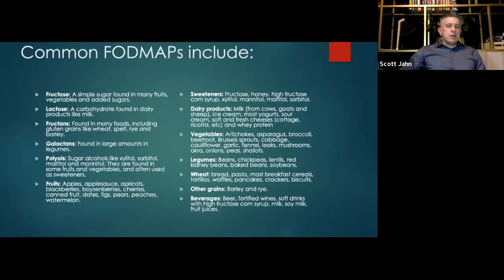So here are some examples of FODMAPs, which include fructose, lactose, fructans, galactans, polyols, fruits, sweeteners, dairy products, vegetables, legumes, wheats and other grains, and some beverages, right? That all will ferment in the intestine and start to feed that bacteria. If you just do a Google search, because it takes some playing with it to find a diet that's suitable for you.